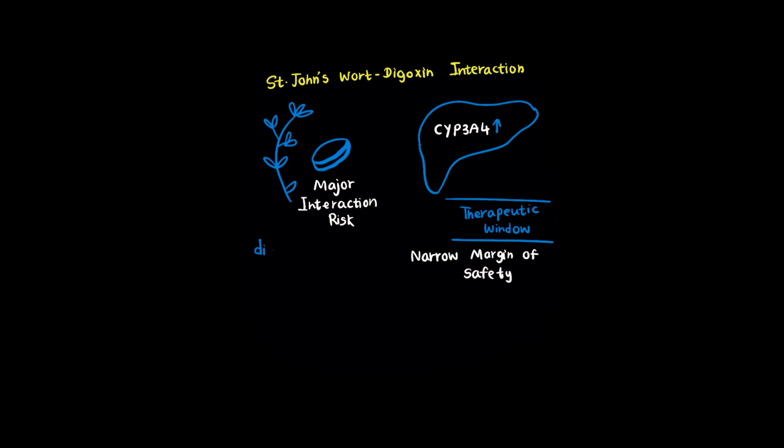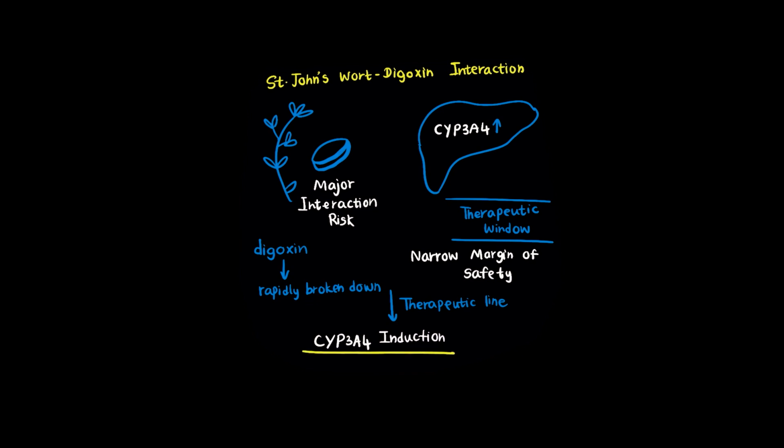When St. John's wort induces CYP3A4, it accelerates digoxin metabolism, reducing blood levels below therapeutic range. This can lead to loss of rate control in atrial fibrillation, potentially causing rapid ventricular response and heart failure. The interaction can reduce digoxin levels by up to 25%. Patients may experience symptom recurrence despite taking their medication correctly. The correct answer is CYP3A4 induction, because St. John's wort induces this enzyme, accelerating digoxin metabolism and causing subtherapeutic levels.